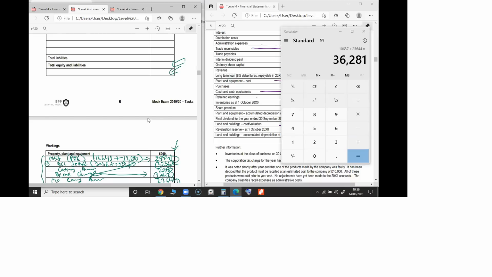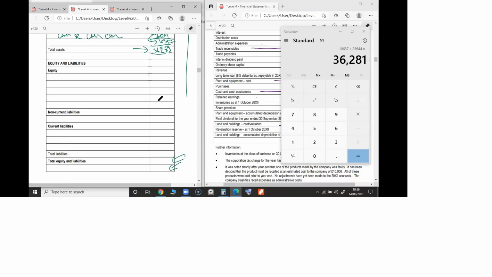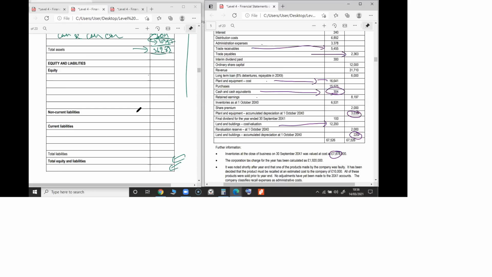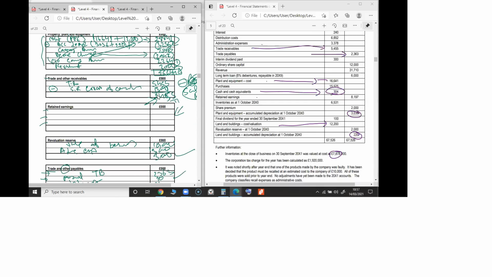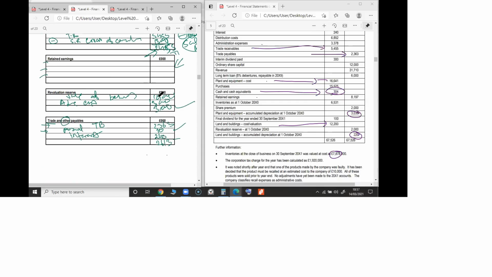Right? Let's do that part as well. Equity. Obviously, there will be share capital, share premium, revaluation reserve, which I call rev-res, and retained earnings. We need to work it out. Let's see how many workings are left. We have worked out property, plant, equipment, receivables. We have worked out retained earnings. Okay, let's work it out now.